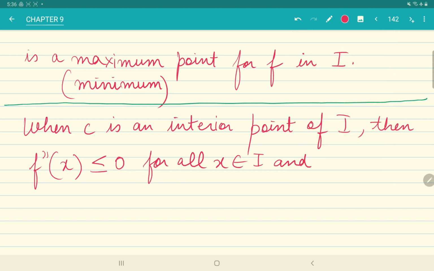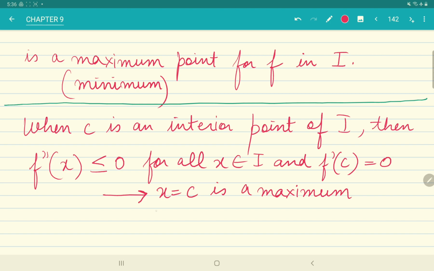You know that C is an interior point of I, and you have f double prime x less than or equal to 0 for all x belonging to I, and f prime C is equal to 0. That just means that x is equal to C is a maximum point for f in I. So we have clearly understood it now.